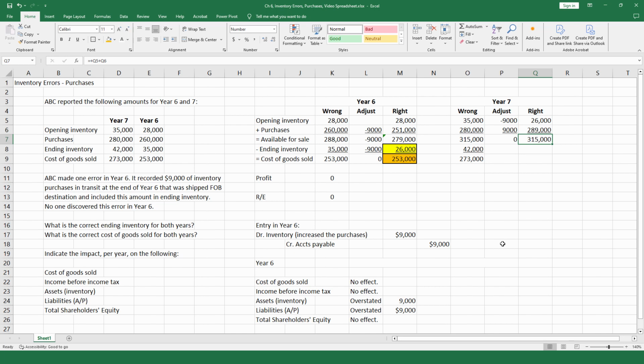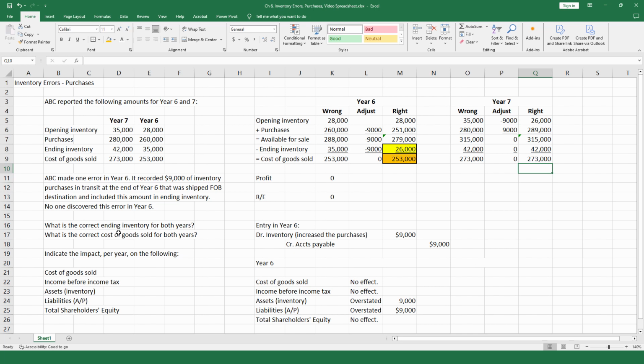That's because the error in the opening inventory, with it being too high by $9,000, and the error in the purchases being too low by $9,000, when I net those two against each other, there is no error in the available for sale. We know that ending inventory has no error, and because I've got no error in my available for sale and no error in my ending inventory, there's no error in the cost of goods sold. Therefore, my ending inventory remains at $42,000 and my cost of goods sold remains at $273,000.